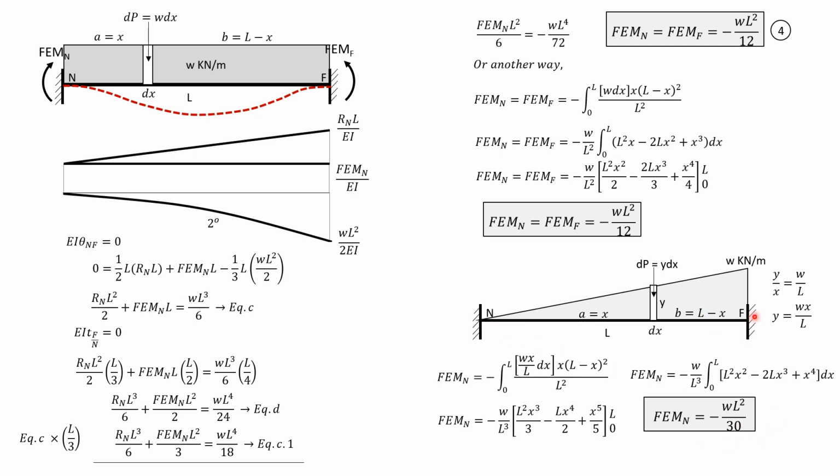At the right end, the fixed moment is greater because the intensity of load is higher there. So you do the same thing, then this time x is squared, L minus x would be power 1, and show that the result is negative WL square over 20. So fixed moment far is negative WL square over 20. So show it.